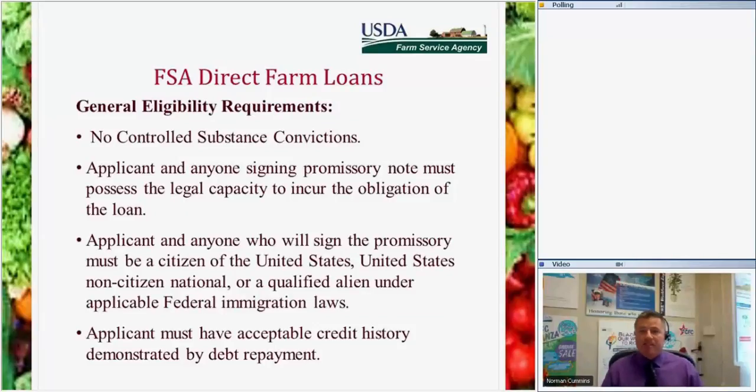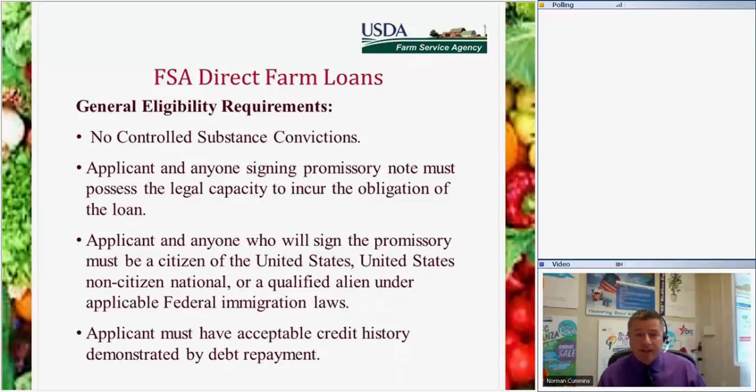Anybody that's signing the promissory note has to have the legal capacity to incur the obligation of the loan. So basically, by our standards in the U.S., you have to be legal to sign this loan. You have to be a U.S. citizen, non-citizen national, or a qualified alien under applicable federal immigration laws. But if you are a qualified alien and your work visa or your green card expires in 5 years, you're not going to be able to get a 7-year loan. So just be aware of that.